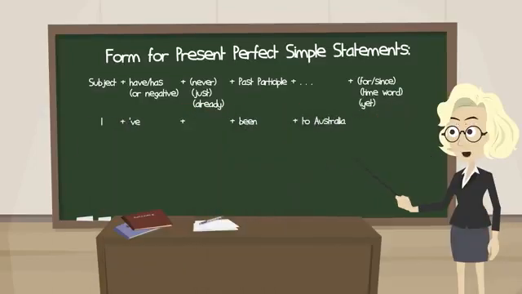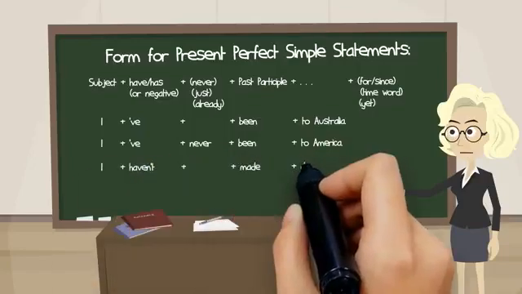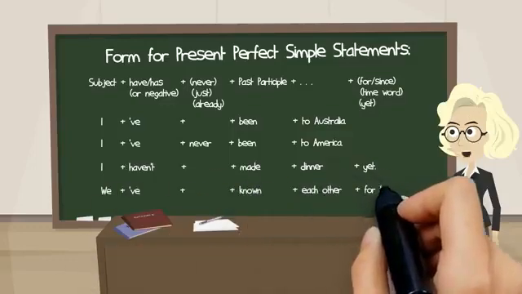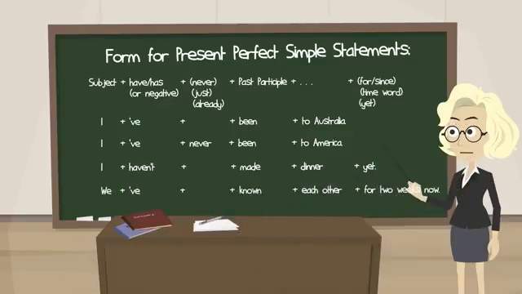I've been to Australia. The subject is I plus have plus the past participle been plus to Australia. I've never been to America. Here we used never before the past participle. I haven't made dinner yet. Here we used yet at the end of the sentence. We've known each other for 2 weeks now. Here we used for 2 weeks now at the end of the sentence.